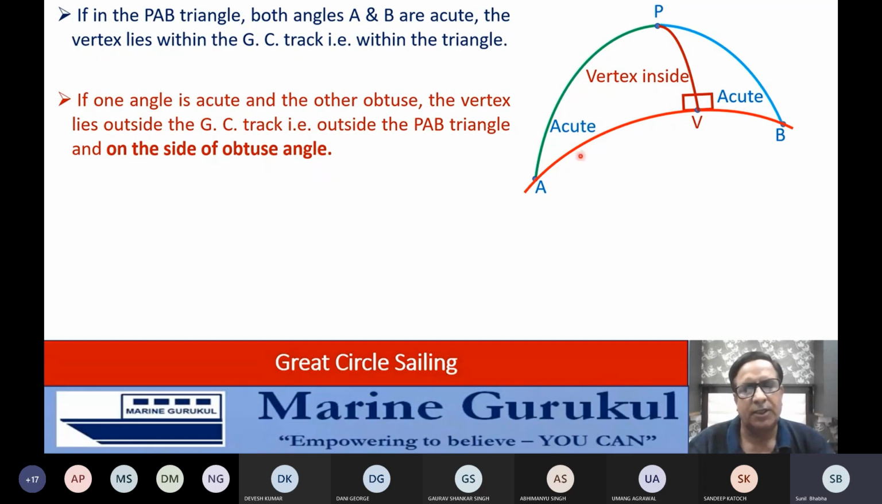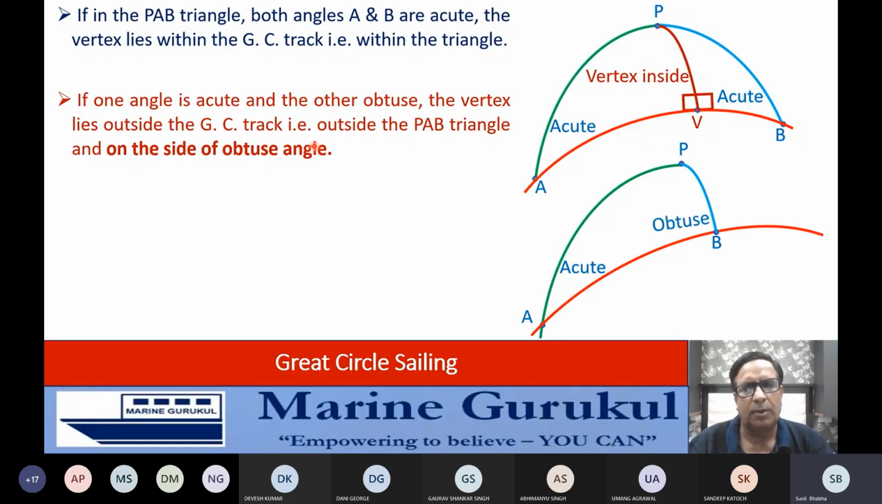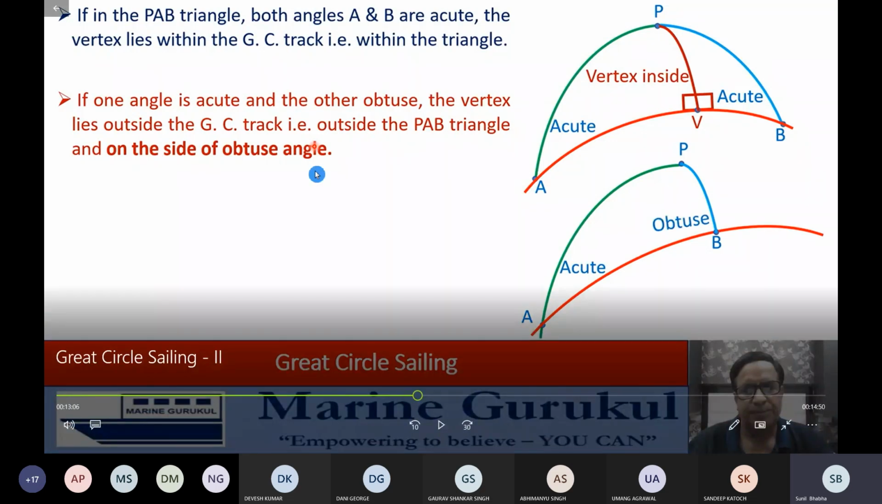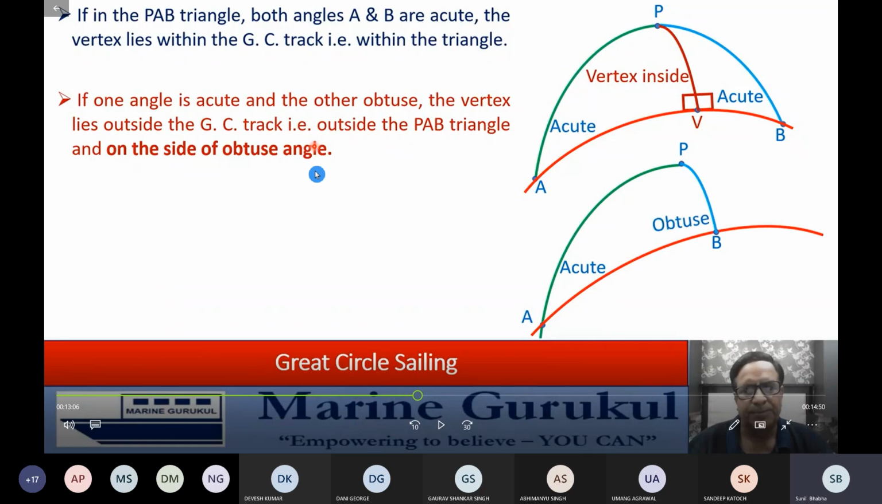Then the vertex shall lie outside the track and it shall lie on the side of the obtuse angle. Let's look at this through a diagram. Here is the pole, here is position A, position B, their meridians joined by a great circle track. PAB triangle solved for angle A and B. Angle A found to be acute, but angle B found to be obtuse. So you can see in the diagram now, beta, one angle is acute and the other angle is obtuse.